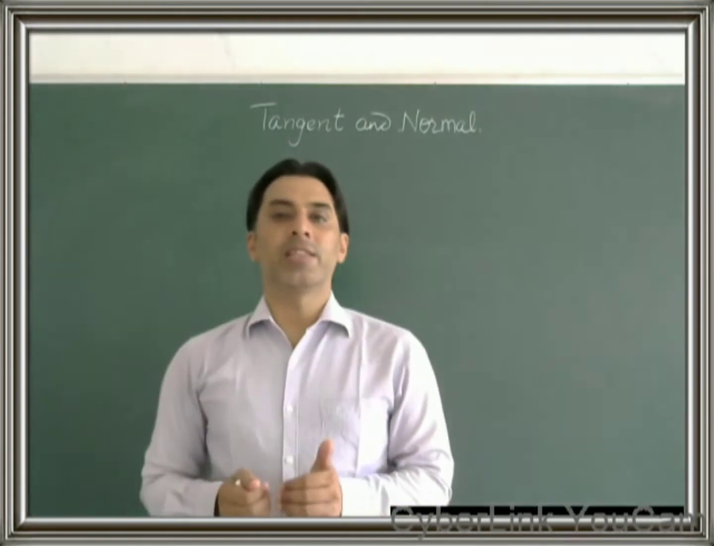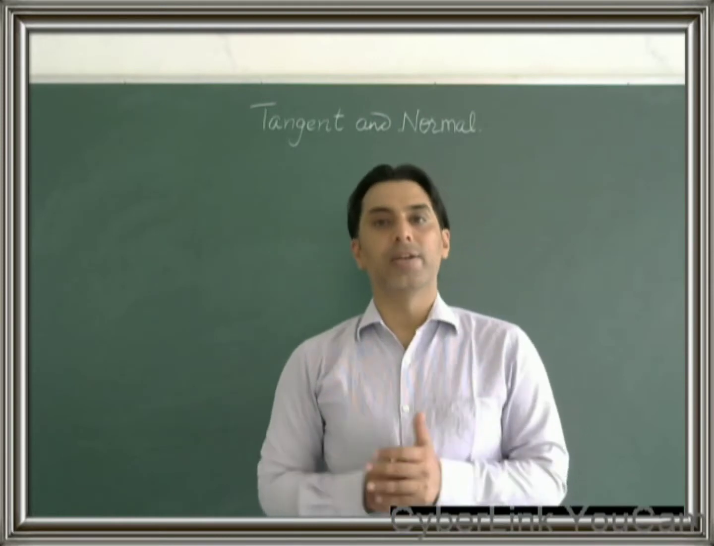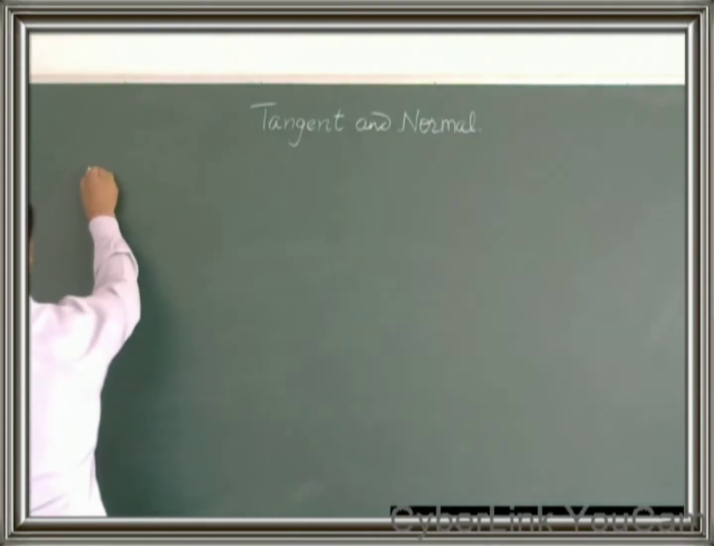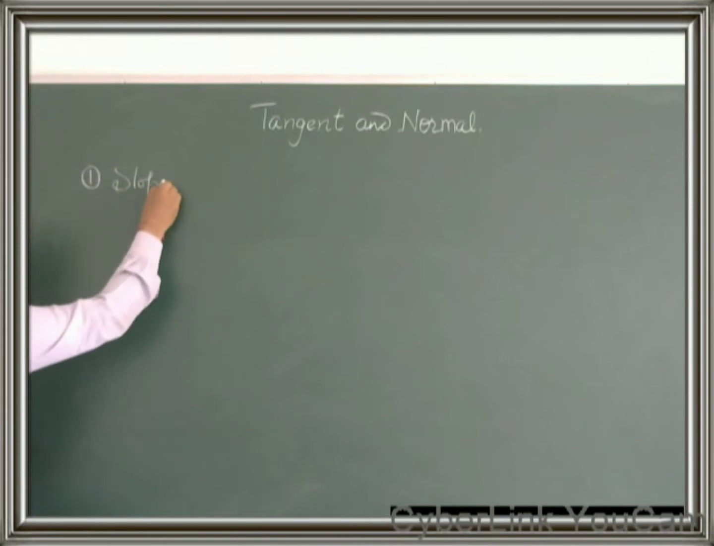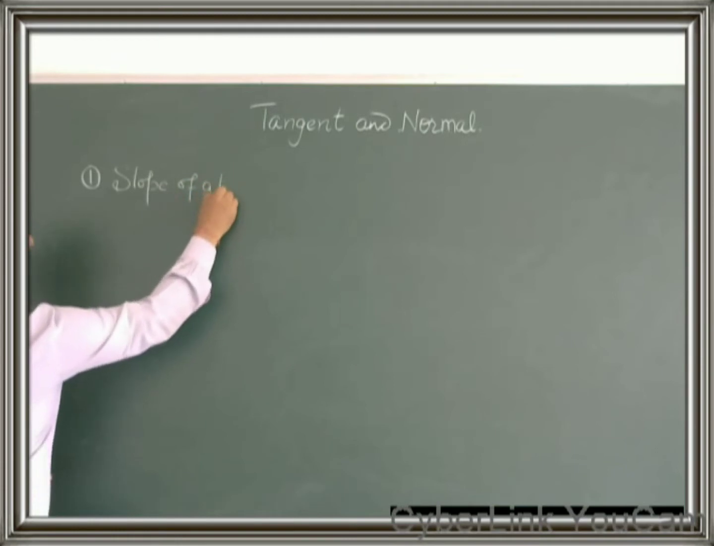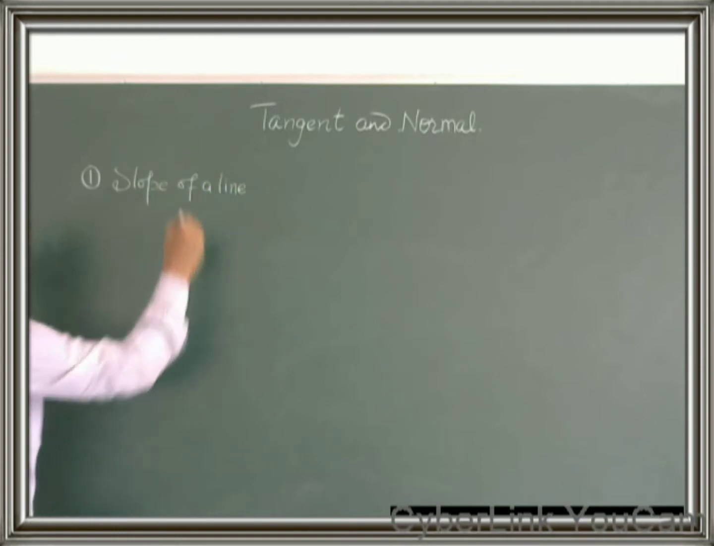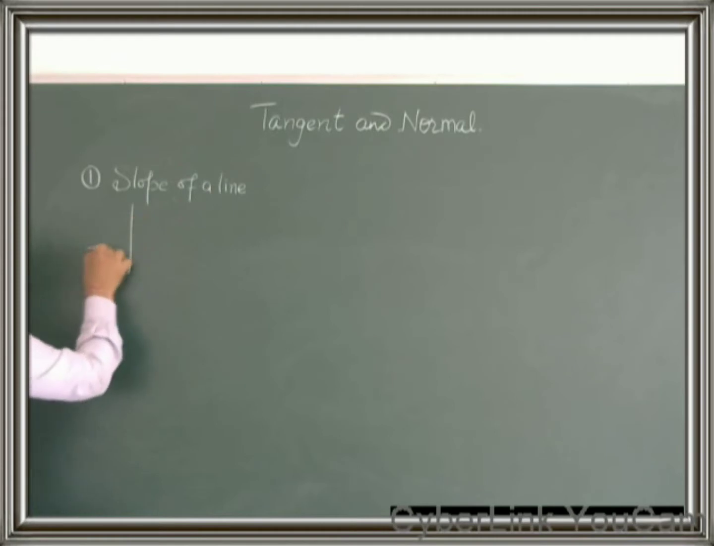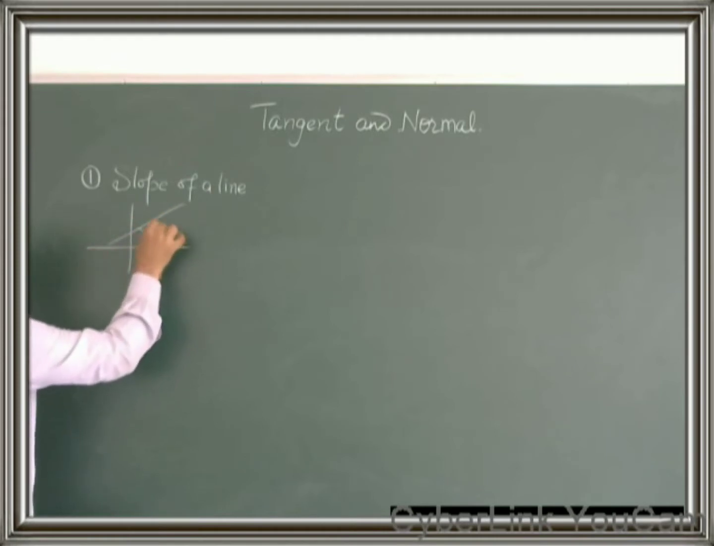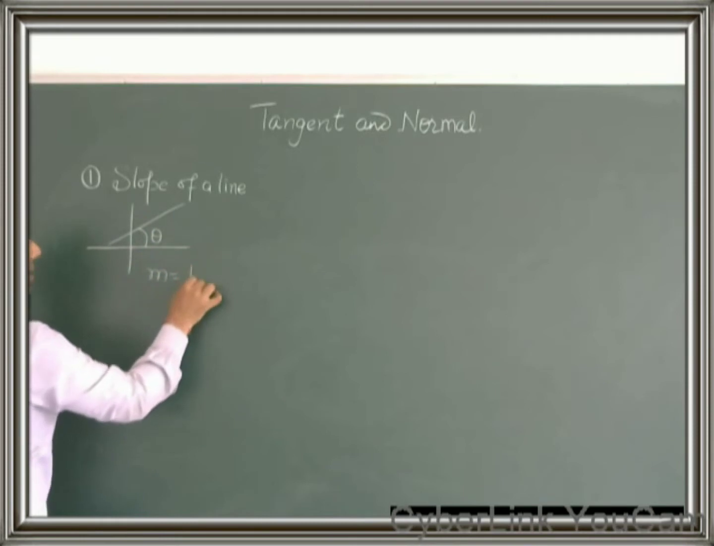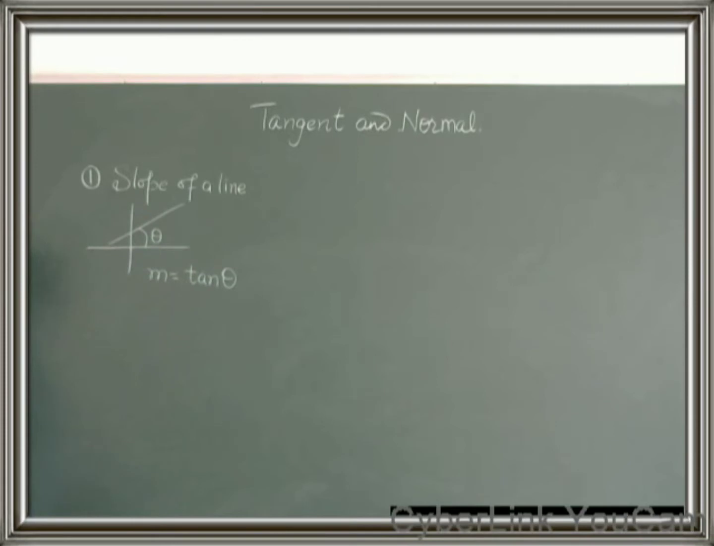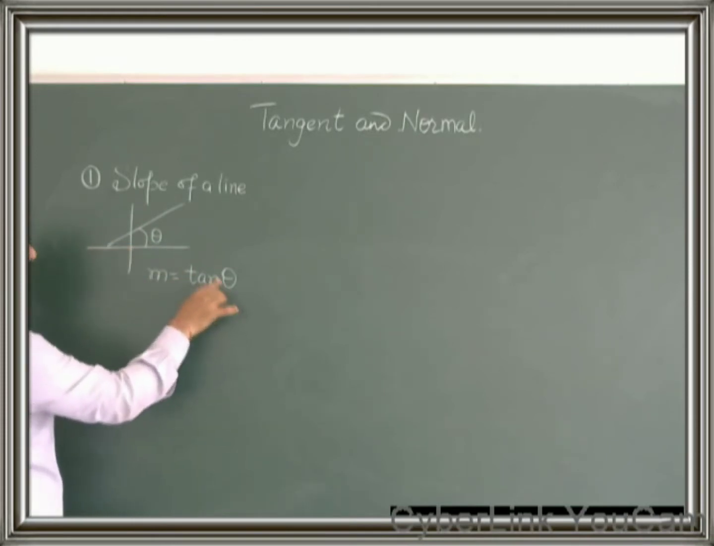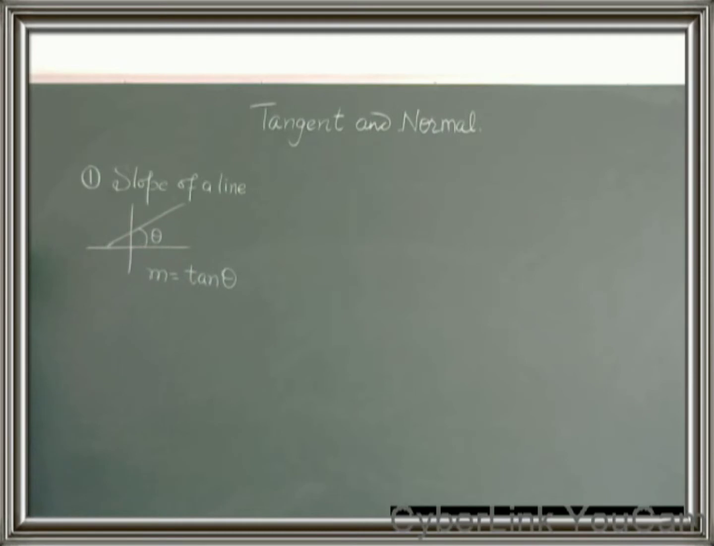Initially, let me start with the basics of tangent and normals. In class 11, straight lines, we have studied the very first topic, slope of a line. If a line makes an angle theta with the positive direction of x-axis, its slope is given by m equals tan theta, where theta is the angle which the line makes with the positive direction of x-axis.